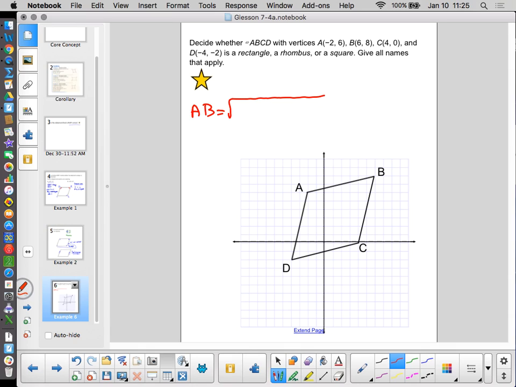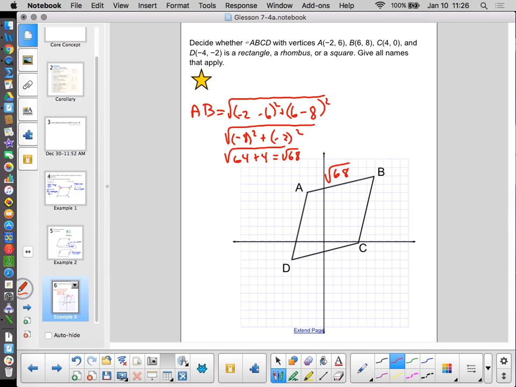AB, A is at negative 2, 6. B is at 6, 8. So when I do that, negative 2 minus 6 is negative 8 squared. 6 minus 8 is negative 2 squared. That's 64 plus 4. This side is the square root of 68. I don't need to simplify that. That's fine. That's the length of that side.